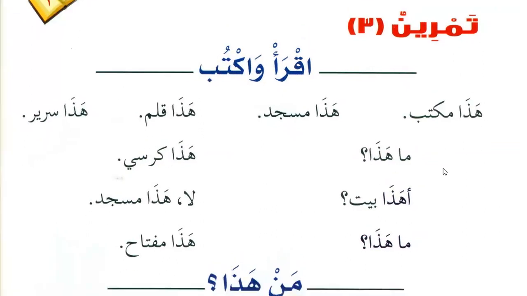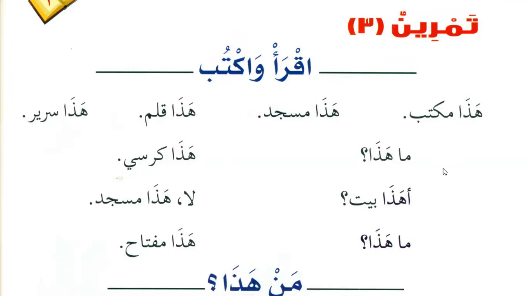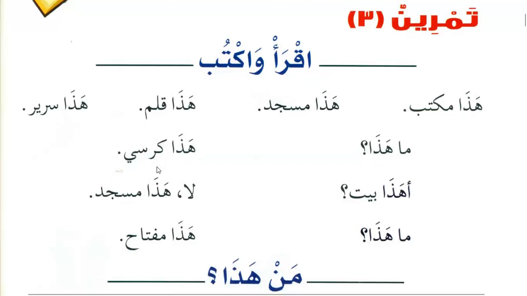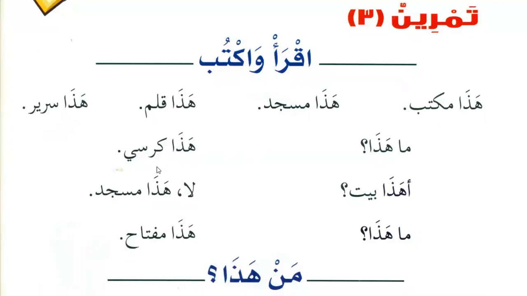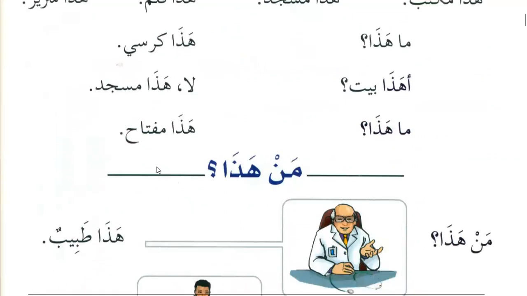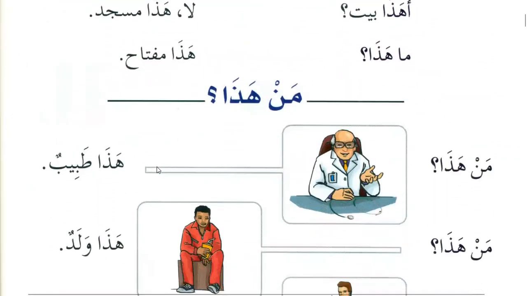Yes, Miss Bahia. Are you here? Yes. Continue reading. Ma hada, what is this? I don't see anything. Do I go down or do I go to the left? Hada kursi. Okay, continue. أهذا بيت؟ لا، هذا مسجد. ما هذا؟ هذا مفتاح. Next. Miss Mahbuba. مفتاح.